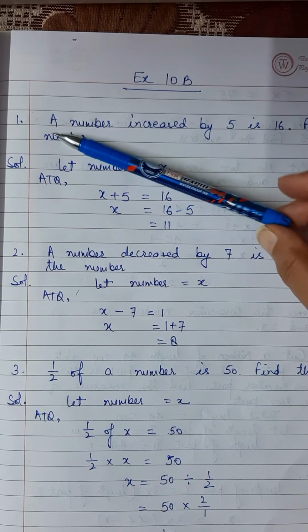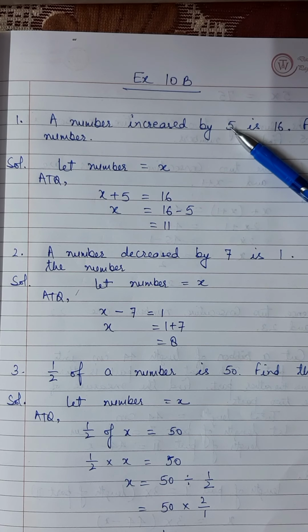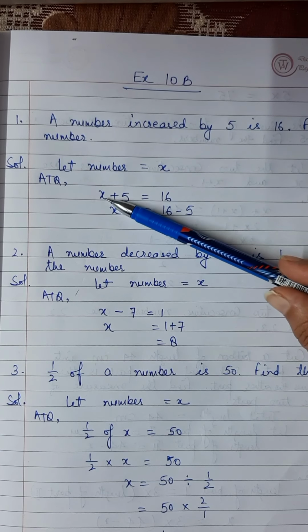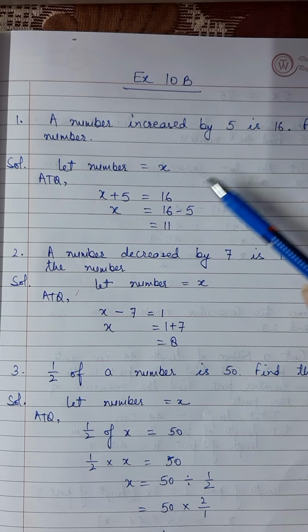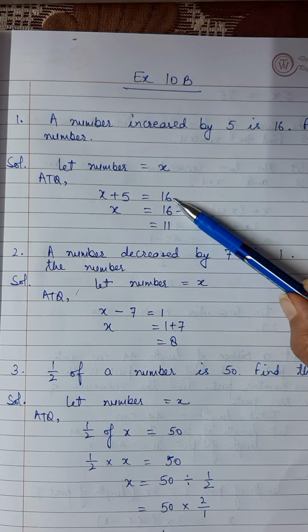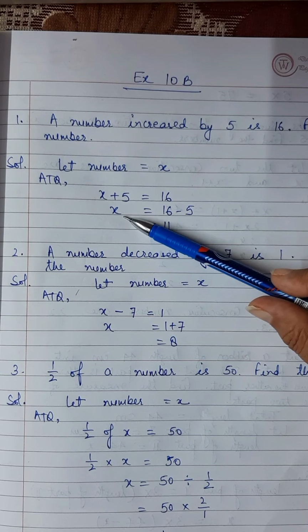So as given in question, a number. Now number is x. So x is increased by 5. Increased by 5 means we have to add a 5. So here I am writing x plus 5 equals to 16. So this is our equation. Now we have to solve this. We have to find the value of x.